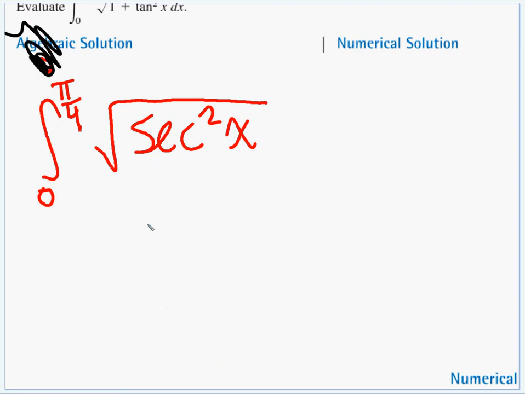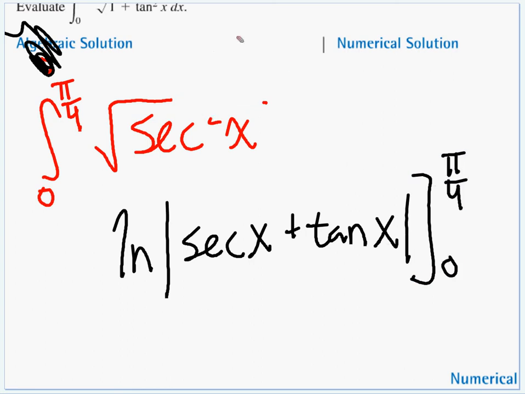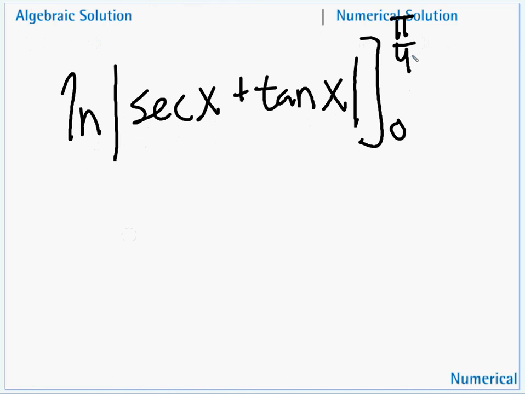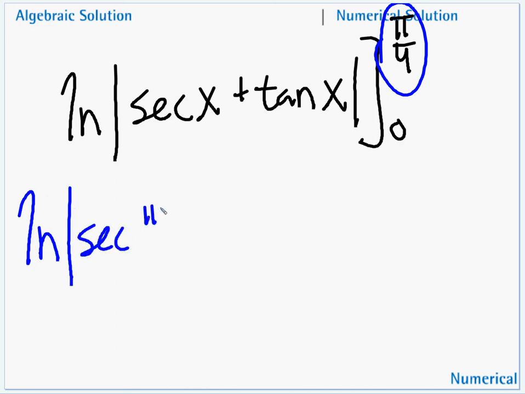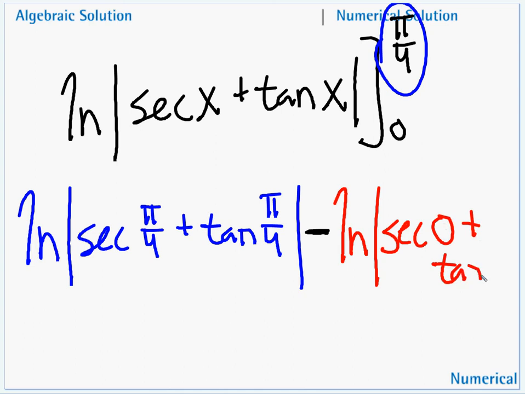So the antiderivative of secant is natural log, absolute value, secant x plus tan x, and we will evaluate that from 0 to quarter pi. All right, I will use blue ink for the upper limit. The pi over 4 is going to jump in. So that's going to be the natural log, absolute value, secant of pi over 4, plus tan at pi over 4. And then the fundamental theorem of calculus says we subtract. And I'll use red ink for the lower limit, natural log of absolute value, secant of 0 plus tan at 0. And I'll end my absolute value bars there.